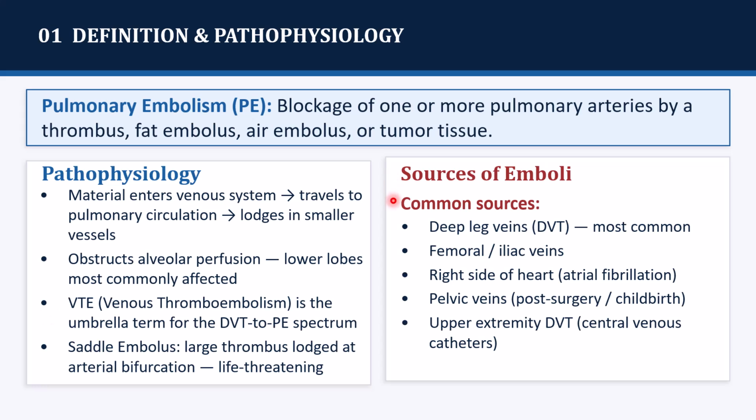Let's see the sources of emboli. Where do these clots come from? The most common source by far is the deep veins of the legs, that is deep vein thrombosis. But they can also come from femoral or iliac veins. Also from the right side of the heart, especially in patients with atrial fibrillation, pelvic veins after surgery or childbirth, and upper extremity veins in patients with central venous catheters. Less common causes include fat emboli from fractured long bones, air emboli from improperly administered IV therapy, and bacterial vegetations on heart valves, amniotic fluid emboli, and emboli from cancer.